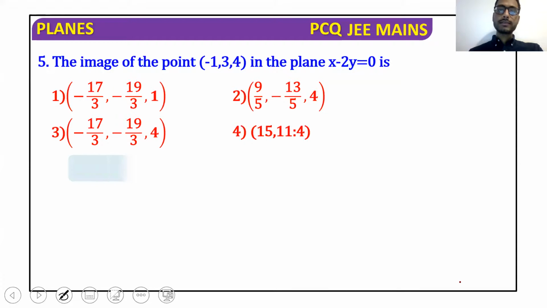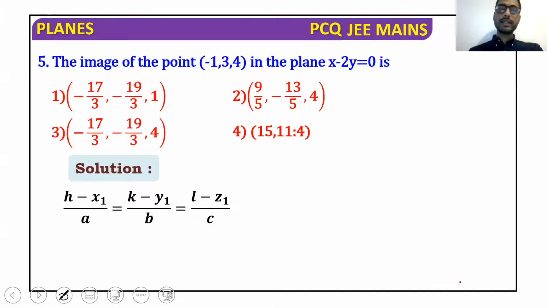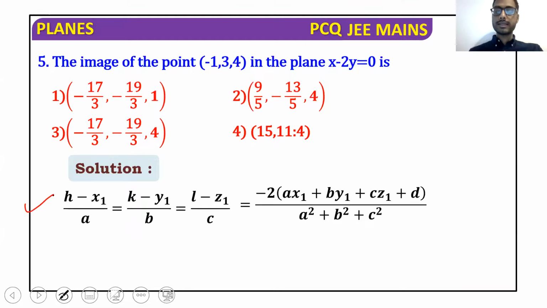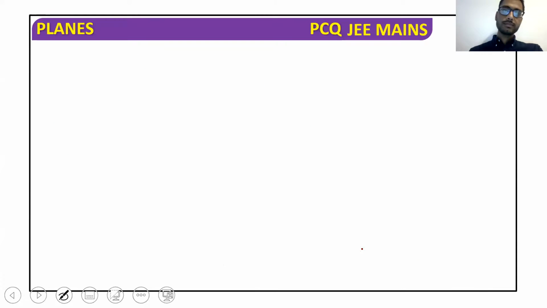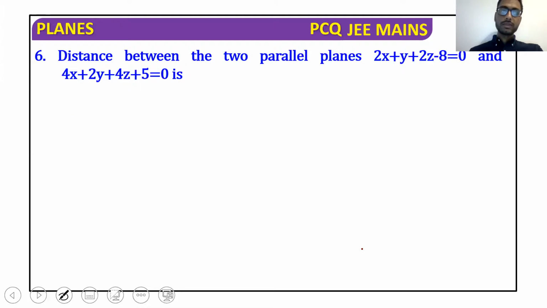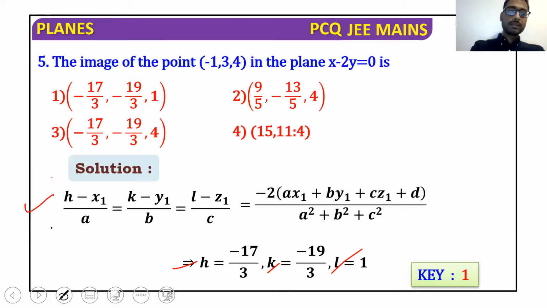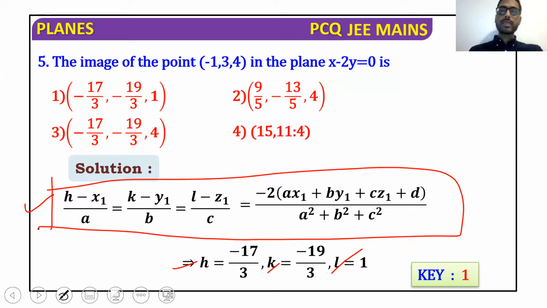And here is the next question. You have to find the image of a point, and as I said earlier, I've just given this formula. You just substitute in that formula and you get the values of h, k and l. So the only thing that you need to do is remember this formula. You can go by the traditional approach also, but that will take lots of time. Instead of that, just remember this shortcut. It is a one step formula. You directly get the coordinates of H, K and L.